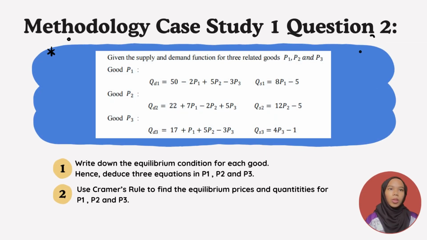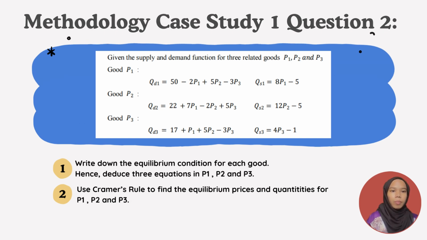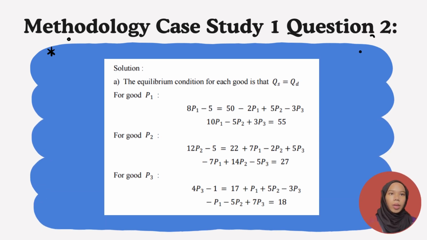Next, we move to methodology, case study 1, question 2. First, write down the equilibrium condition for each good, hence deduce three equations in P1, P2 and P3. Second, use Cramer's rule to find the equilibrium prices and quantities for P1, P2 and P3. Solution for A: the equilibrium condition for each good is that QS equals QD.